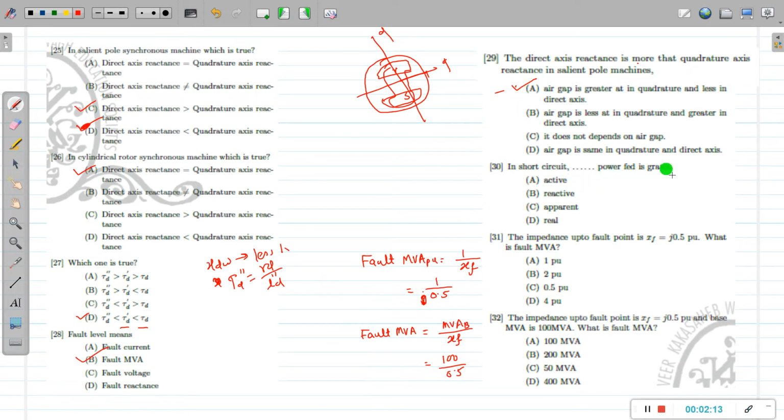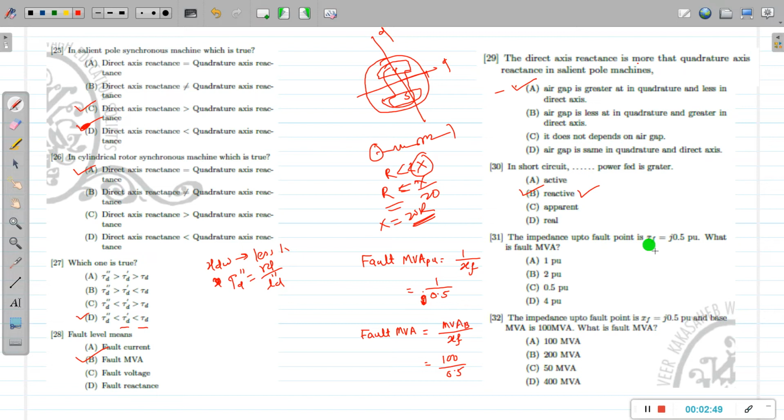Okay, in a short circuit, which power fed is greater? We know that in case of short circuit, generally the resistance of the system is much smaller than the reactance. So the maximum power fed under the faulted condition is the reactive power. Generally the X value is 20 times greater than the resistance value in the transmission system. Hence more reactive power will be fed.